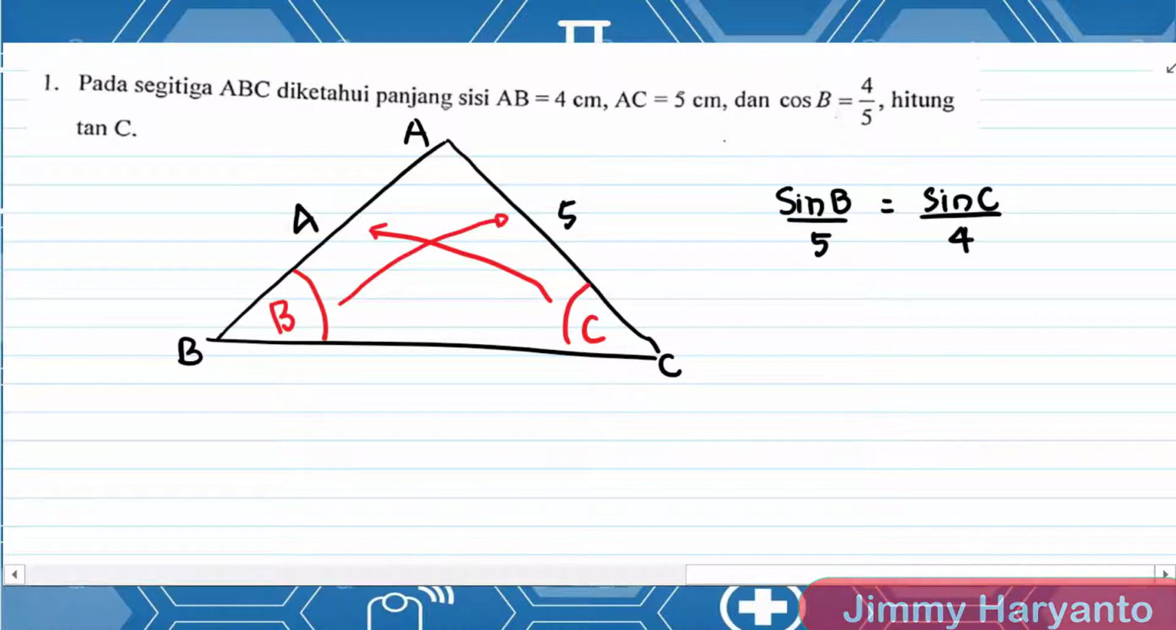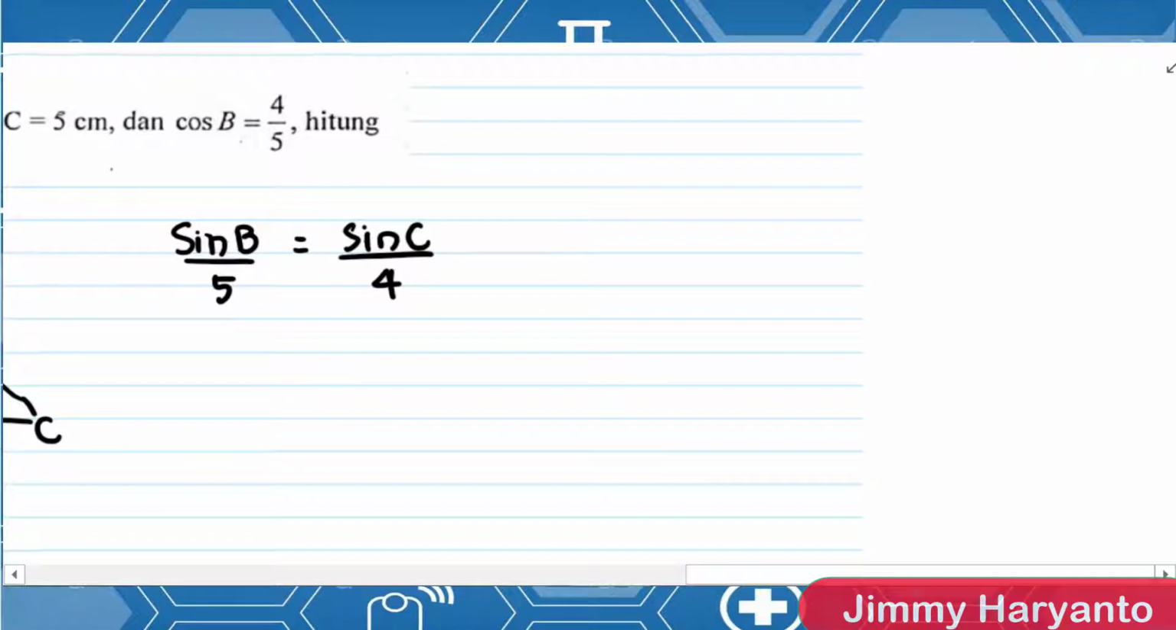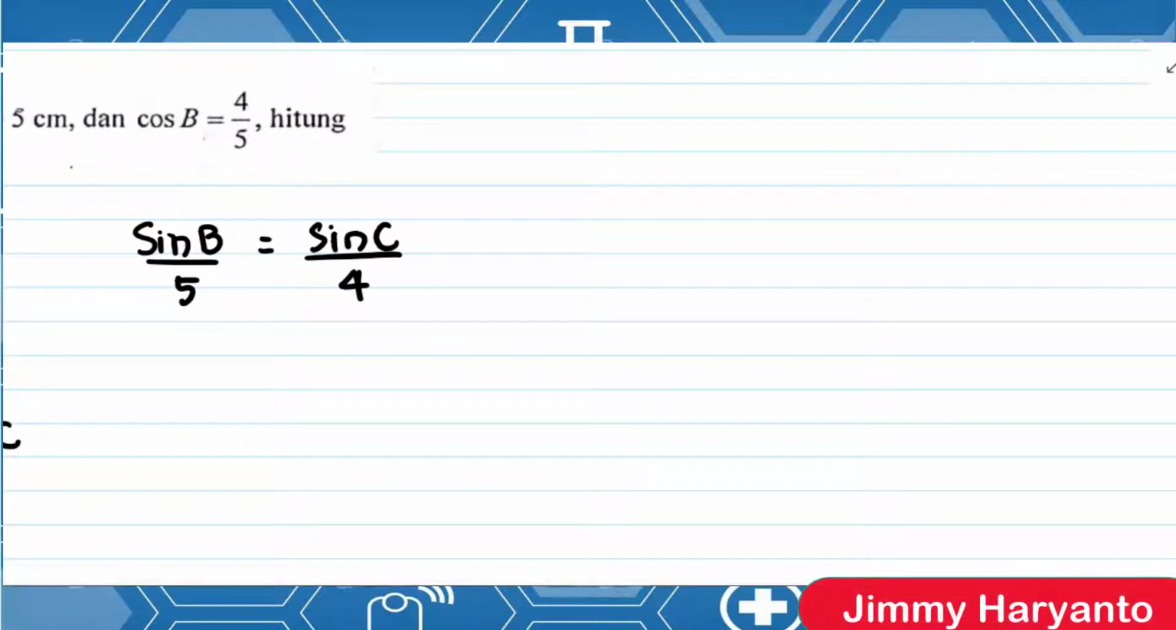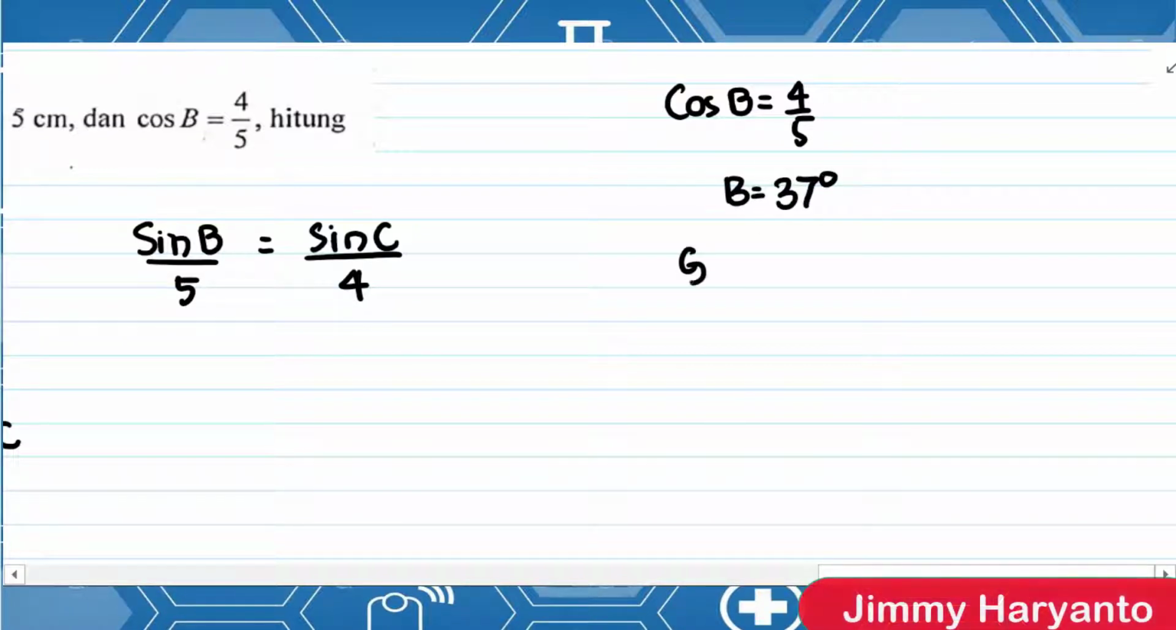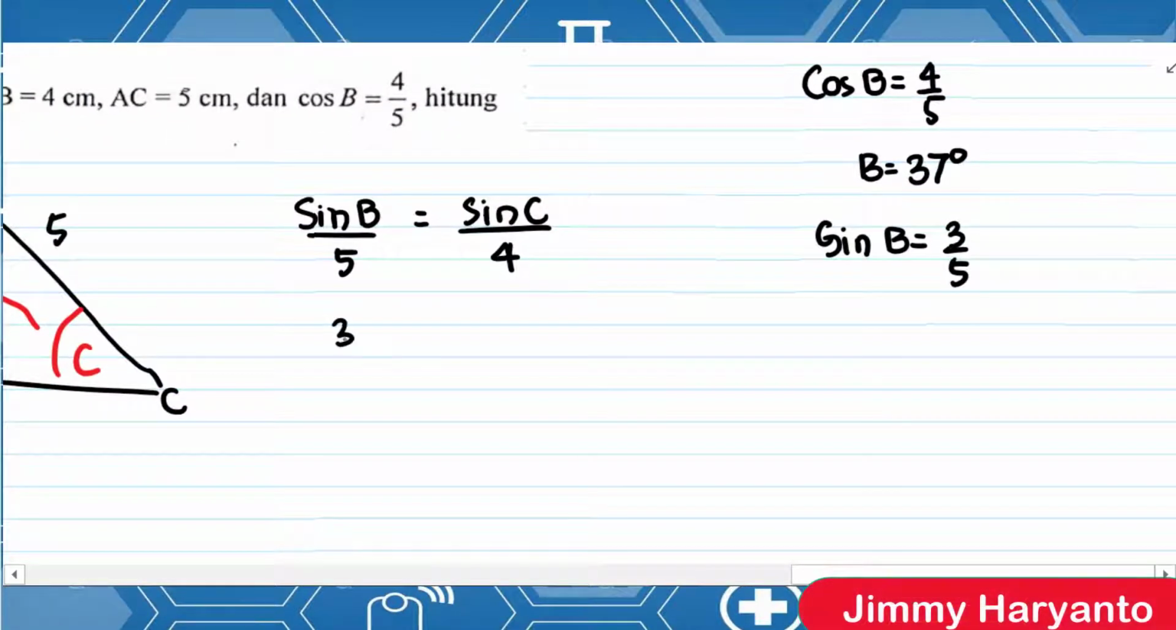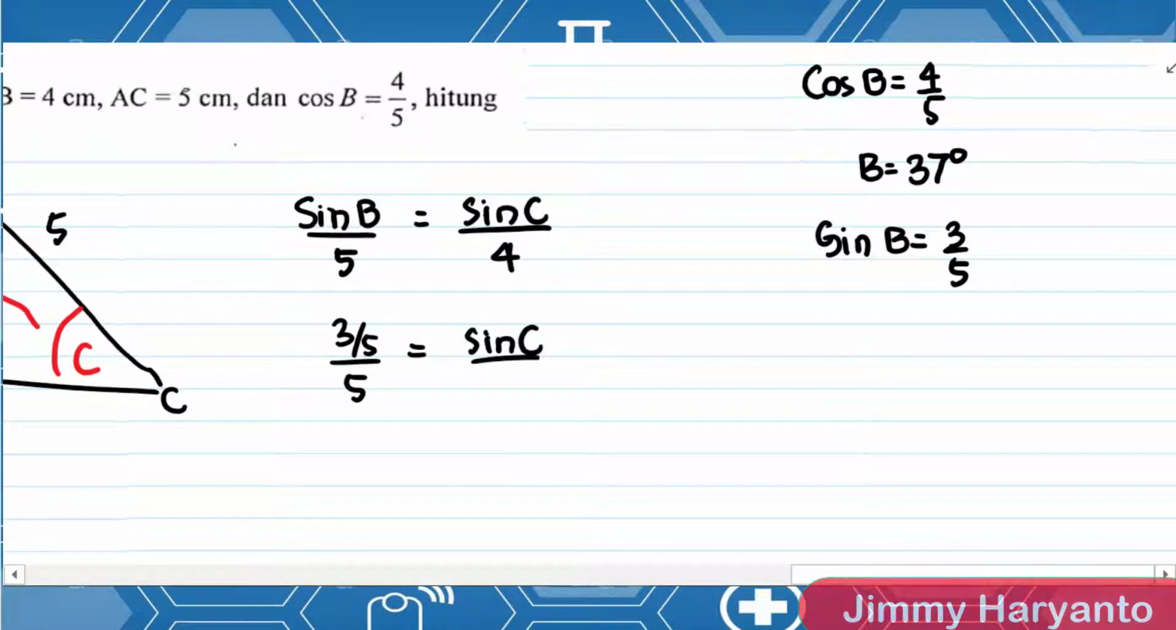We don't have sine B right here, so I have to find sine B first. So cos B equals 4 over 5. If you remember, in my table, cos B equals 4 over 5, so B will be 37 degrees. After that, I can find sine B. Sine B equals sine 37, which equals 3 over 5. So 3 over 5 equals sine C over 4.